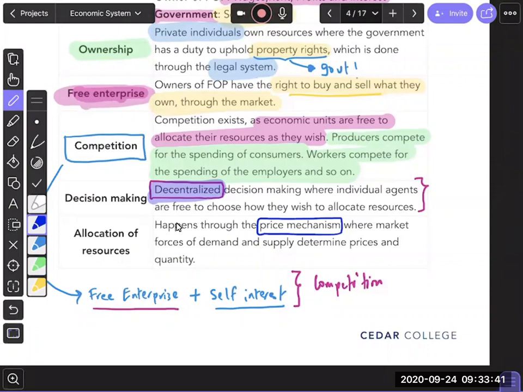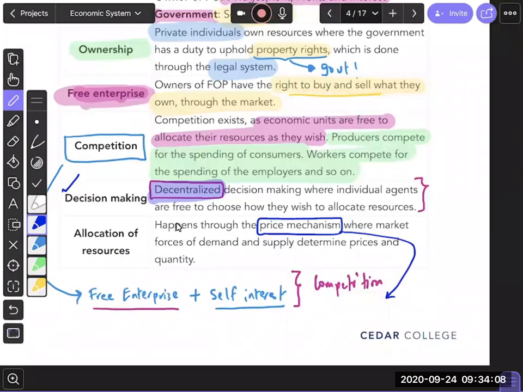And therefore, price plays a very fundamental role. We'll spend a lot of time, there's a whole chapter about the price mechanism, where through demand and supply forces, the price and quantity in the market are being determined. So everything is done in this economic system in an independent manner, there is decentralized decision making, and the prices, as we will soon see, will play a significant role in allocating resources.